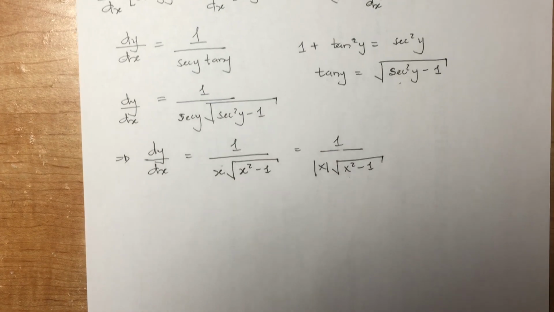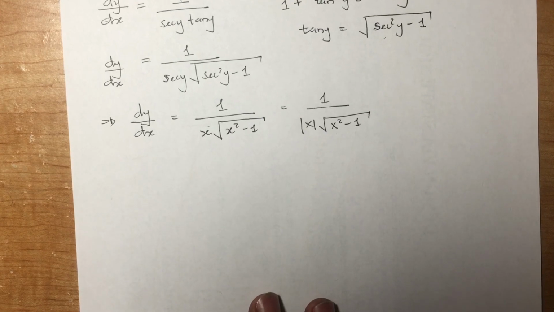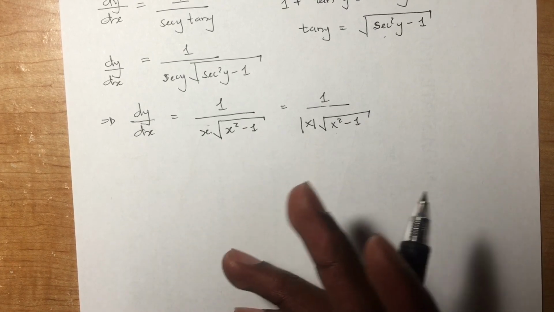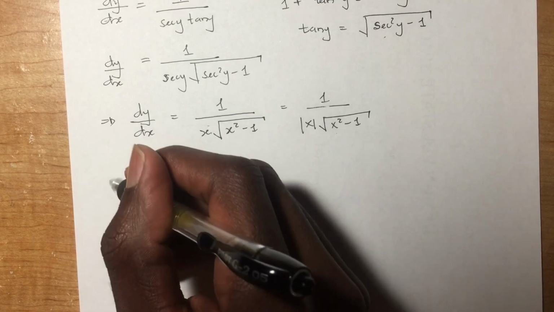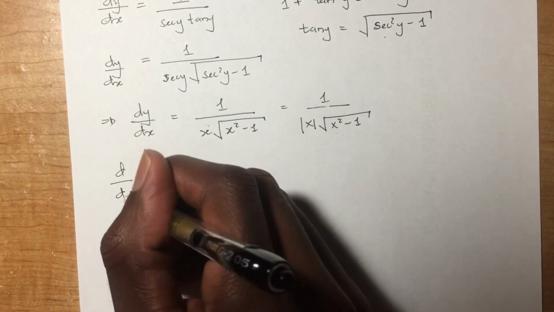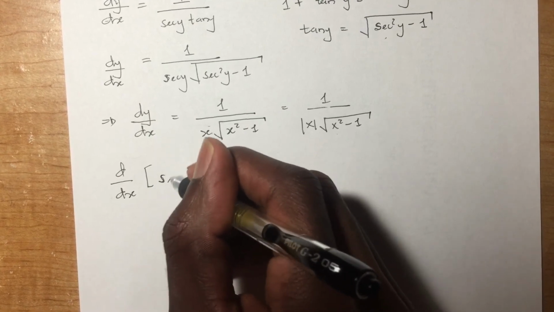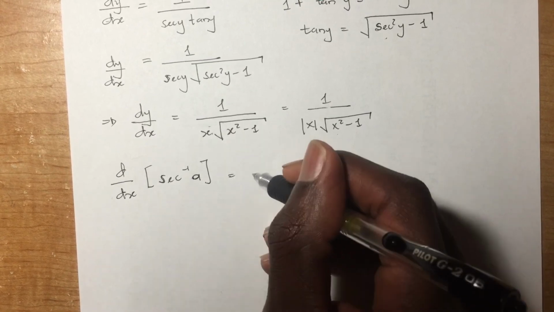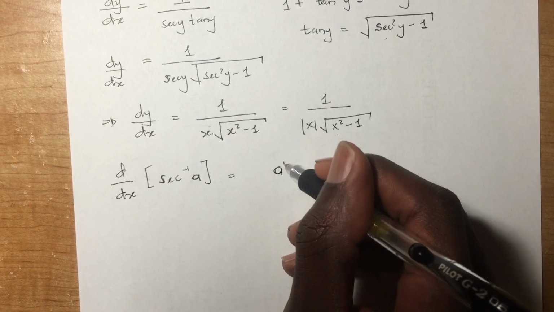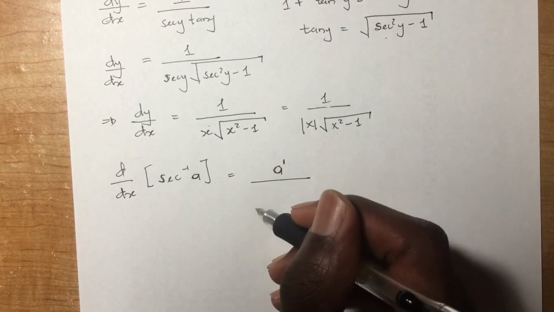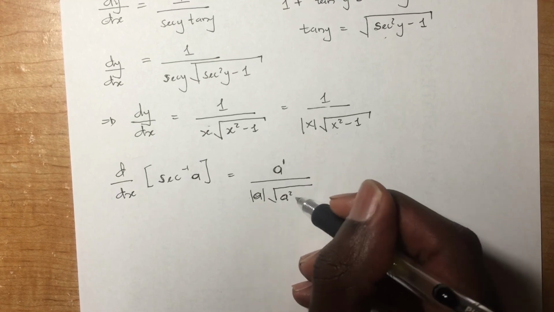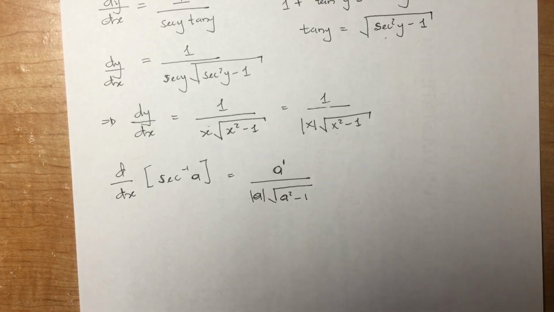And if you're given any problem where you want to solve for the derivative of the inverse of secant of something, your general formula will be, if you're deriving with respect to x, let's say secant inverse of a, that will be a prime, the derivative of a, divided by the magnitude of a times the square root of a squared minus 1, and that is your general form.